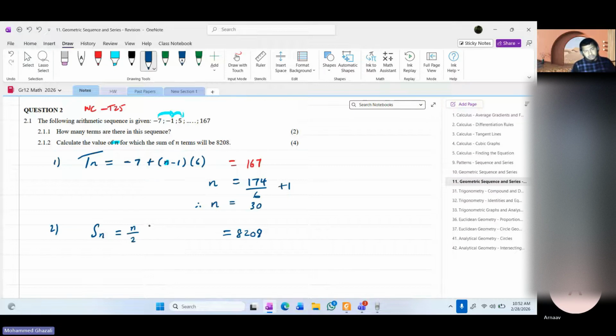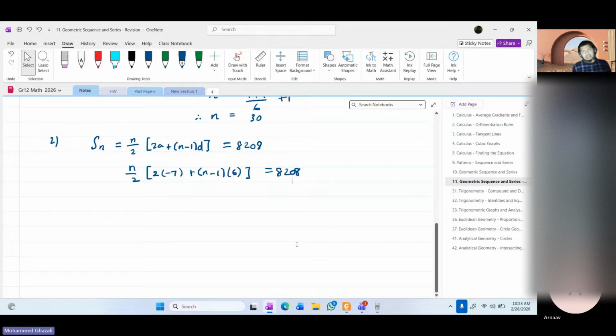So n over 2 into 2a plus n minus 1 times d. So n over 2 remains n over 2. 2 times a is 2 times negative 7, plus n minus 1 times d is 6. And that's equal to 8208. Now we're going to solve this equation.